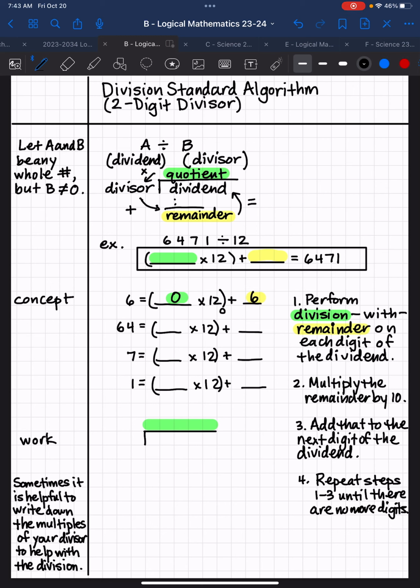All right. Did we perform steps 1 through 3? Yes, we did. Step 4 says to repeat steps 1 through 3 until there are no more digits. So let's start right back at the top again and start off right here. What's the greatest number of 12s, or what number times 12 won't pass 64?